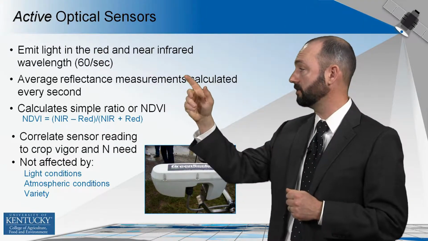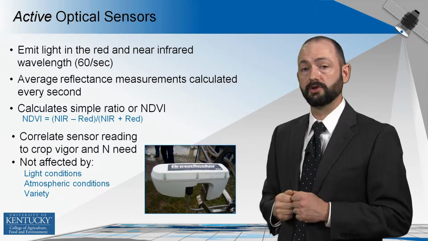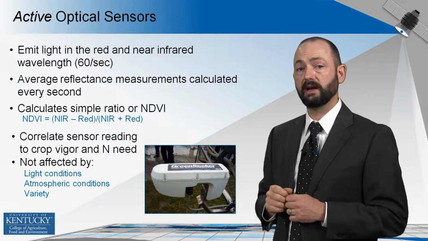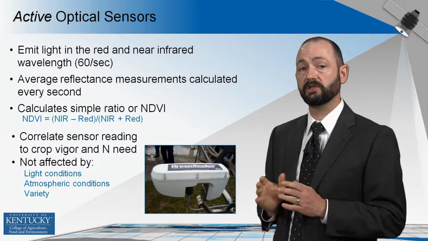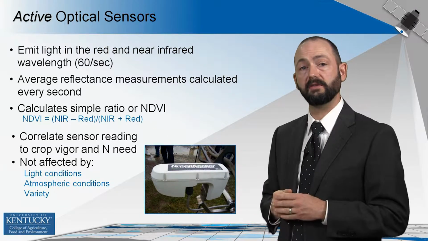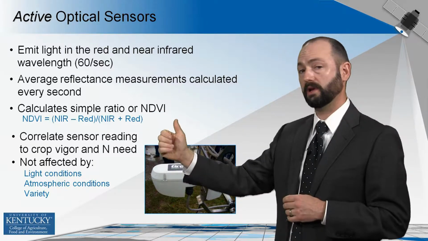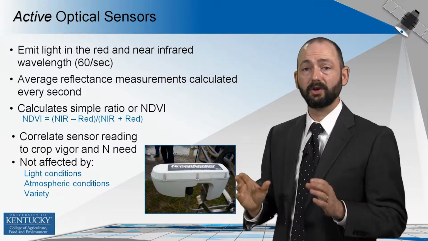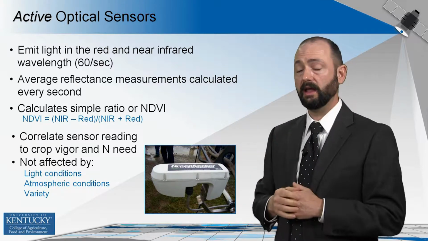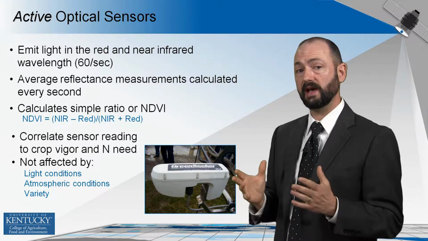Well, they emit light, typically in the red or near infrared wavelengths. Some of the original GreenSeeker sensors shown here did 60 flashes per second and then averaged those measurements over each second. And then they calculate NDVI, the Normalized Difference Vegetation Index. Simply that's near infrared minus red over near infrared plus red. To get technical, that's just a data compression. You're combining two wavelengths into one number. And then we correlate these sensor readings to crop vigor and nitrogen need using these algorithms.